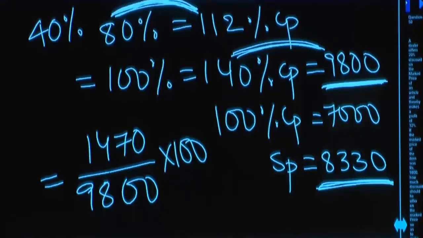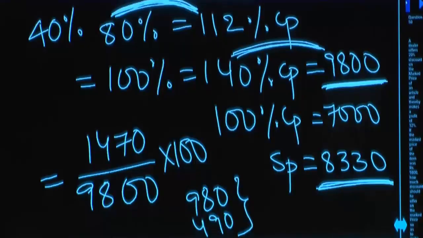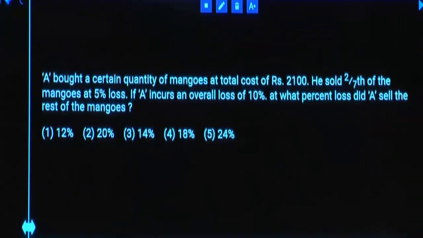What is 10% of denominator? 980. What is half of 980? 490. Sum of these two numbers? 1470. Yes or no? 980 is what percent? 10%. Half of that? 5%. Total 15%. So what percentage of discount can you offer? 15% discount.